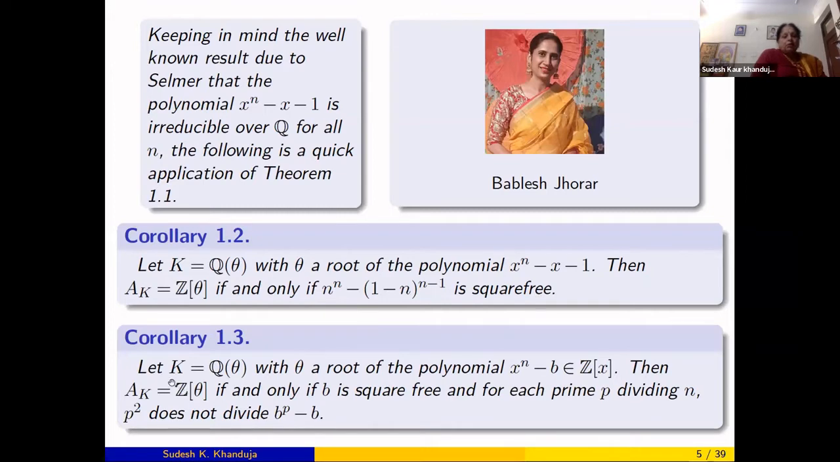And another corollary she obtained is the following. Let K equal to Q(θ) with θ a root of the polynomial x^n - b belonging to Z[x], that is, K equal to Q(θ) is a pure extension of degree n of Q, then A_K equal to Z[θ] if and only if b is square free, and for each prime p dividing n, p squared does not divide b^p - b.